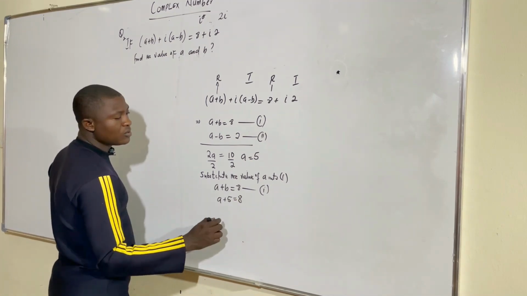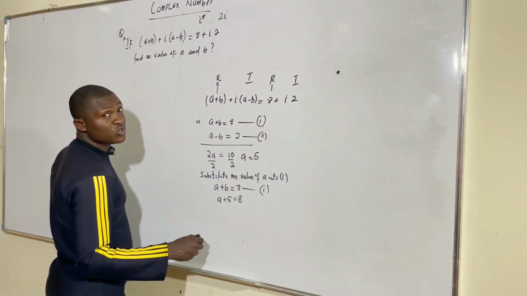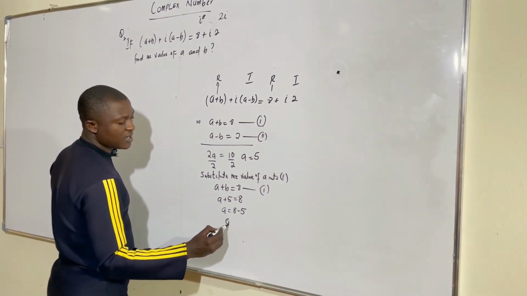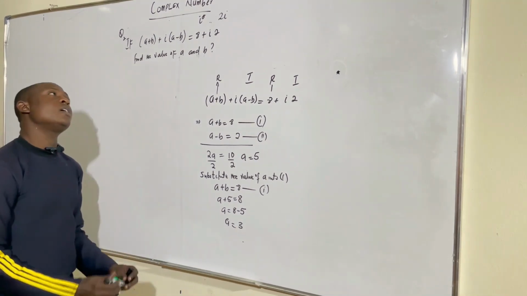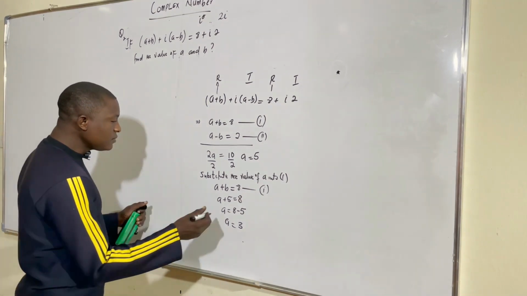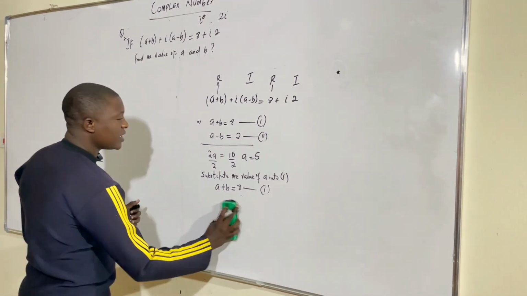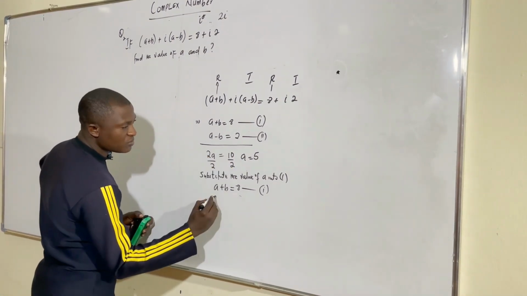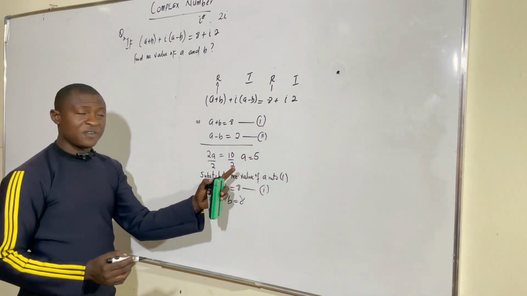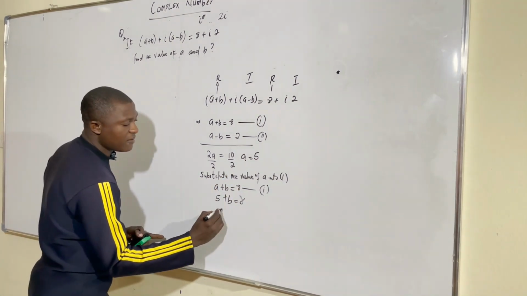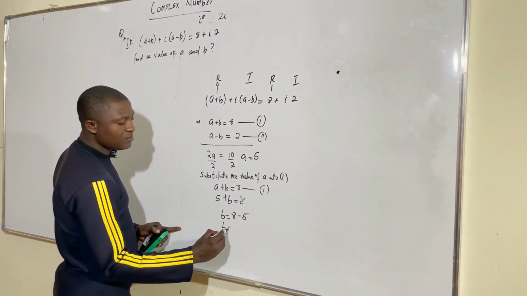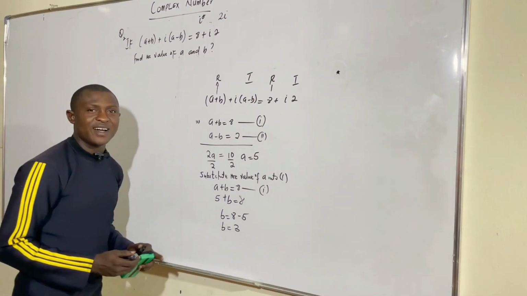Meaning, if I collect like terms, we know this is positive. When the positive moves across, you are going to have negative. That is, b is equal to 8 minus 5. That is, b is equal to 3. Because we have gotten the value of a, we can have this one to be 5, then plus b equal to 8, right? Now, if I collect like terms here, we have b is equal to 8 minus 5. We are going to have 3.